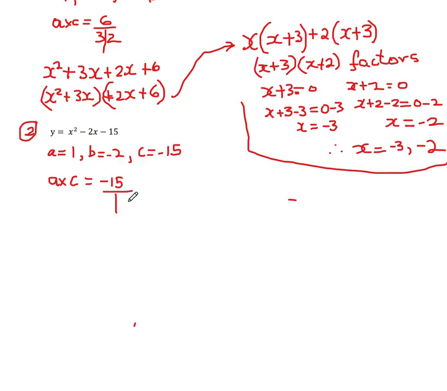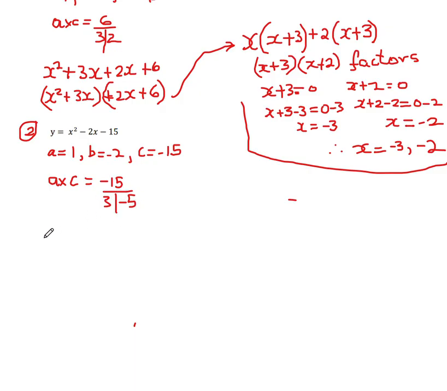So since we have now found ac, which is negative 15, we now need to find two numbers that can be multiplied to give us negative 15 and added to give us b, which is negative 2. And thinking about it, those numbers would be 3 and negative 5. When you multiply 3 by negative 5, you get negative 15. And when you add 3 and negative 5, you will get negative 2, which is b. And therefore, the conditions for us to carry out factorization using these two numbers have been satisfied.